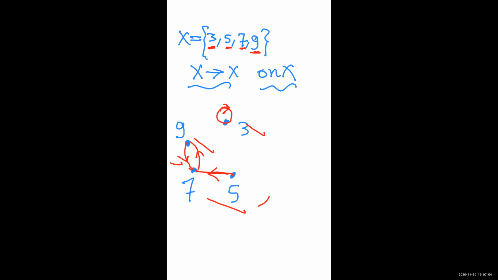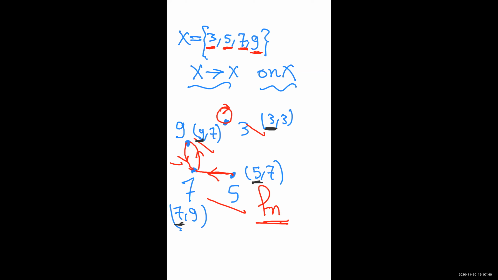Of course, this one is a function because all elements, which are 3 and 5 and 7 and 9, participated once. This one is 3 and 3. This one is 5 and 7. This one is 9 and 7. And this one is 7 and 9, right? So this means all elements participated in the relation. Here, 3 one time, 5, 7, 9. So in this case, this one is a function. Are we clear? Yeah, it's clear. Okay, great.